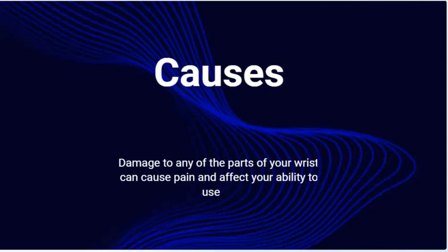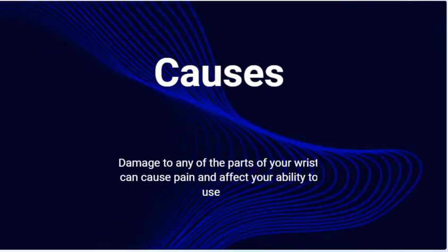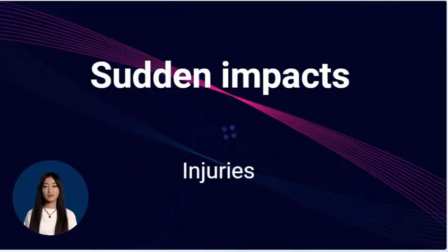Damage to any of the parts of your wrist can cause pain and affect your ability to use your wrist and hand. The damage may result from sudden impacts. Wrist injuries often occur when you fall forward onto your outstretched hand. This can cause sprains, strains, and even fractures. A scaphoid fracture involves a bone on the thumb side of the wrist. This type of fracture may not show up on X-rays immediately after the injury.